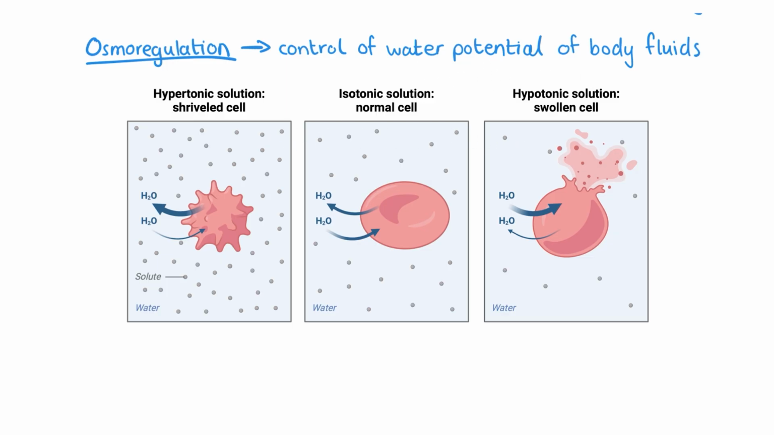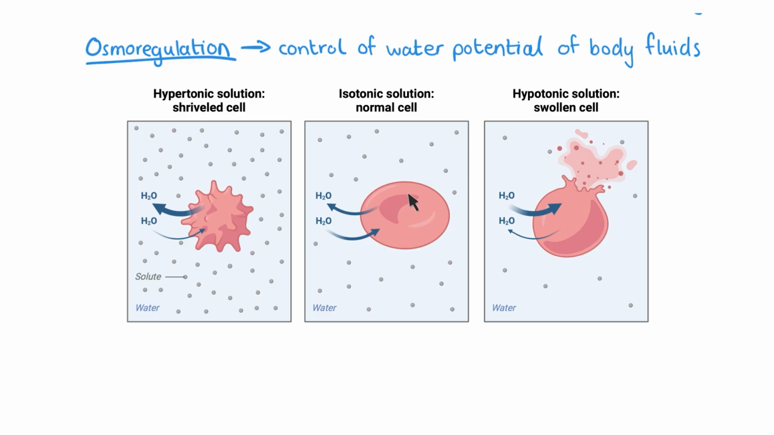This control of the water potential of different body fluids is important because if the water potentials get messed up, then water will start to move by osmosis into and out of places that it's not supposed to. For example, if the water potential around a particular cell is too low, then that can cause the cell to lose water because water will move out of the cell by osmosis, and that can lead to the cell shriveling up and dying. And conversely, if the water potential around the cell is too high, water could move into the cell by osmosis, and if too much water moves in, the cell could swell up and even burst.